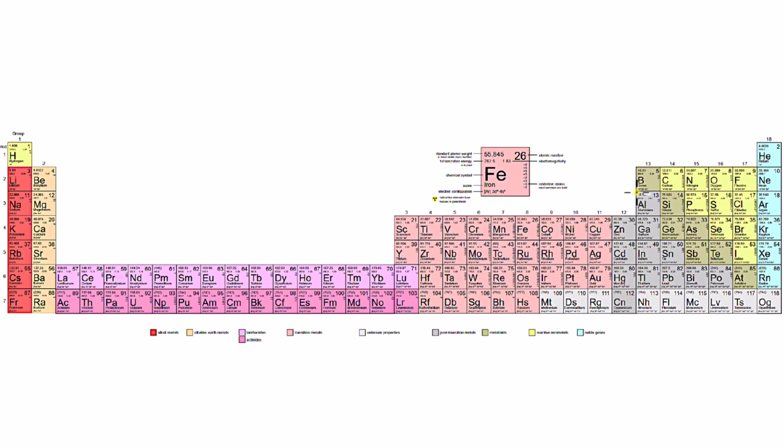So everything to the left of this line are metals, all of this, except for hydrogen. The vast majority of the elements in the periodic table are metals. And a metal is exactly what you're thinking it is. At room temperature and pressure, most of these elements are going to be shiny, ductile, malleable solids that are good conductors of heat and electricity. In general, that's the case.